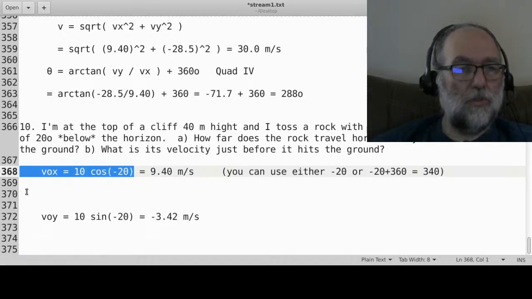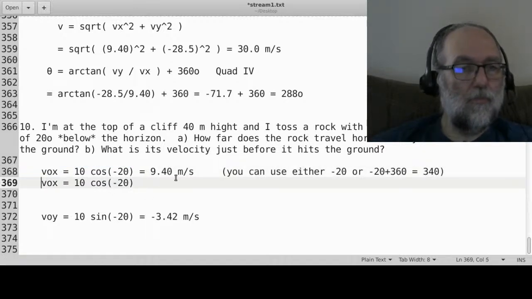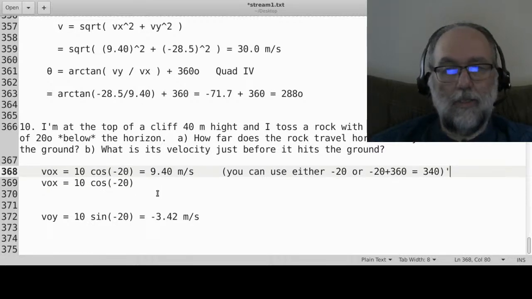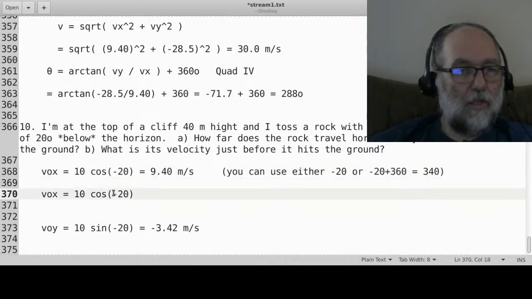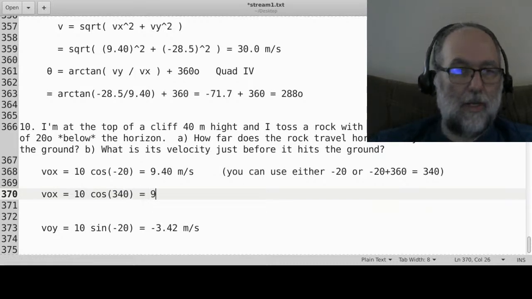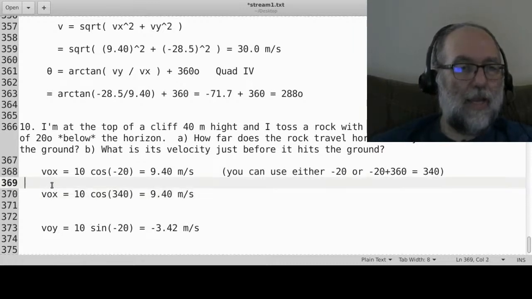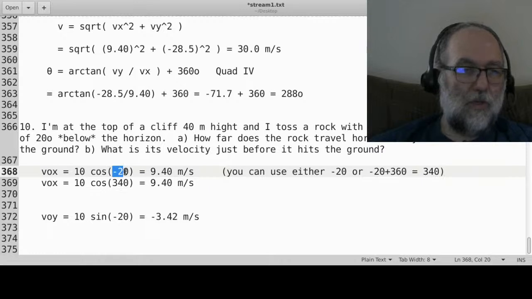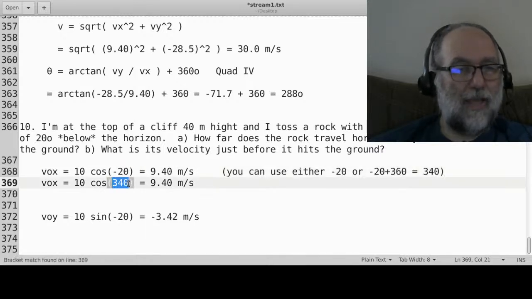You could just as well do, instead of negative 20 here, you could do 340, and guess what? You would get the exact same number. You would get 9.40 meters per second, okay? So again, it doesn't matter whether you measure the angle clockwise or counterclockwise. As long as you get the right sign in there, you're going to get the right answer.